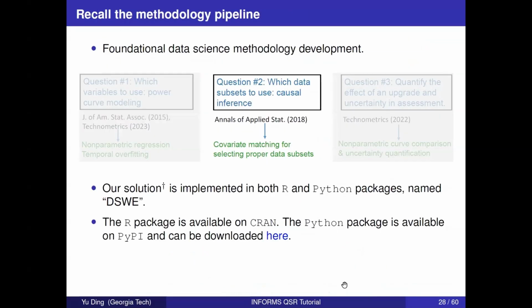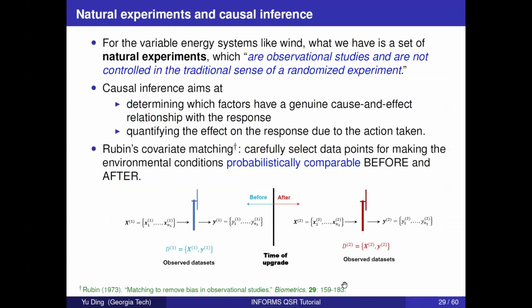Okay, so that basically answers the first part of the question. It started with a simple question, but afterwards the engineering problems made us aware of some unique problems there. The second question is about causal inference and what kind of subset to use. This is actually the problem we try to answer. Causal inference also tries to answer two big questions. One is to determine which variable, which factor, has a genuine cause and effect relationship with the response. Another is to quantify that effect.